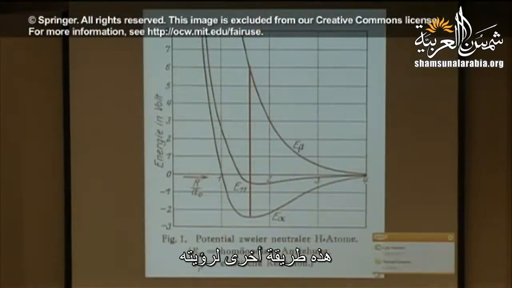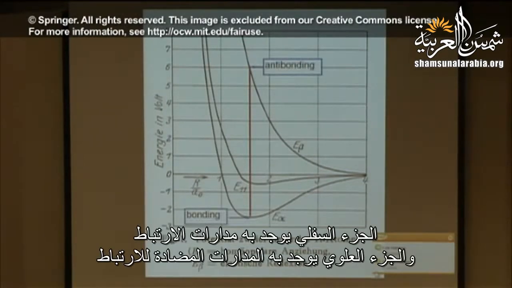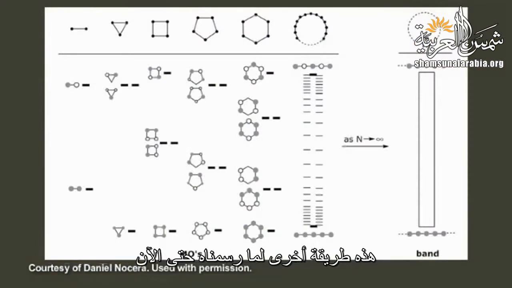This is another way to look at it. So this would be the bottom of the bonding orbital and the top of the antibonding orbitals. This is another way to look at what we've drawn so far.